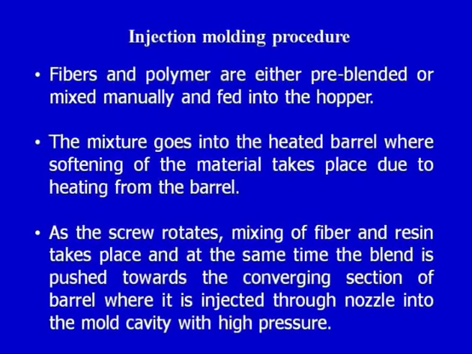So, this particular process has a lot of advantages, and now we are going to see the process details, how the process actually takes place, or how the raw material in the form of reinforcement and the matrix are blended together and processed into the final composite product. So, we will address this point by point. The first point is that the fibers and the polymers are either pre-blended or mixed manually and fed into the hopper. Now, the first thing is the raw material that will go into the process.